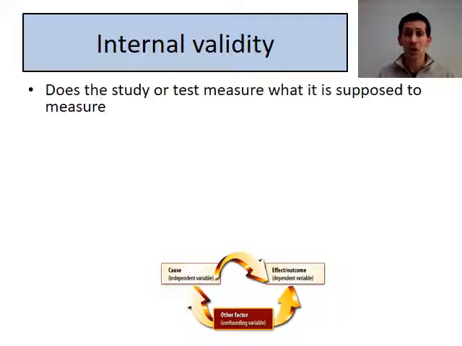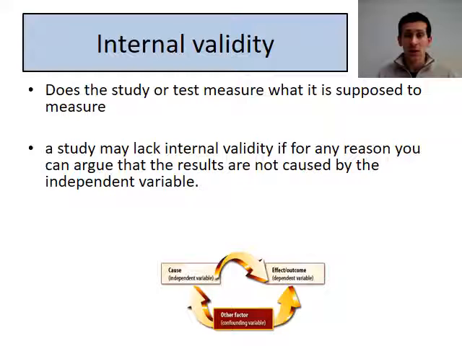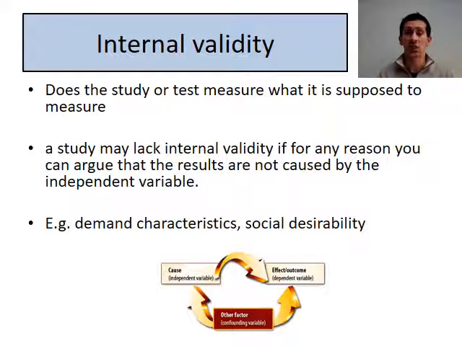Firstly, you've got internal validity, and this is, does the study test or measure what it's supposed to measure? So a study may lack internal validity if for any reason you could argue that the results are not caused by the independent variable. So if the results were down to anything else, for example, demand characteristics or social desirability, or there was some fault in the methodology itself of the experiment, then the study lacks internal validity.